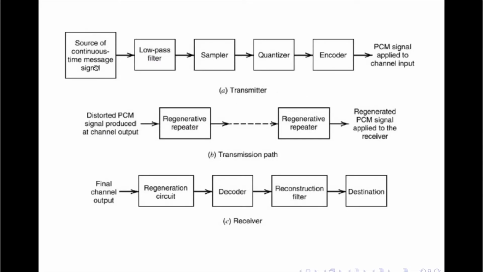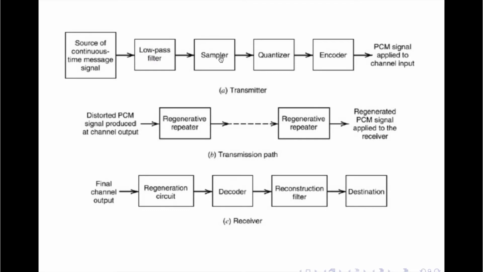As we can see, we have at the very input a source of continuous time message signal, which is an analog signal. This is first and foremost passed through a low pass filter, which also acts as a pre-alias filter to make sure the input signal is strictly band limited at the output of the filter. This is then fed to the sampler. So let us now discuss the sampler.